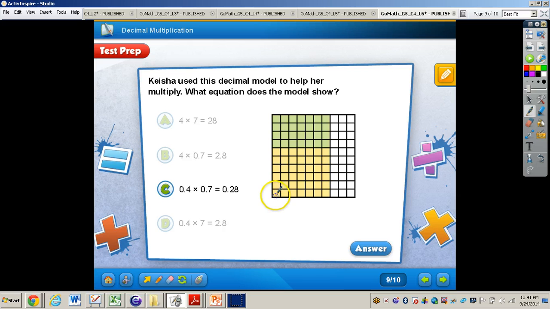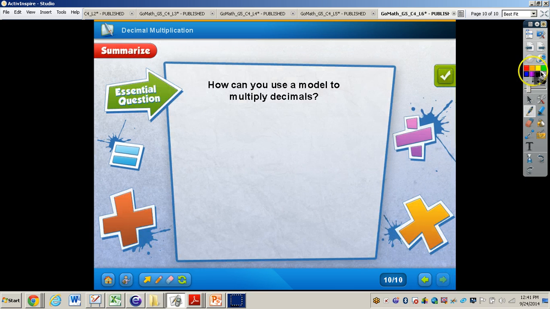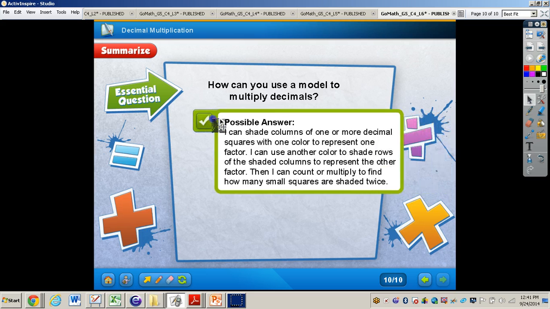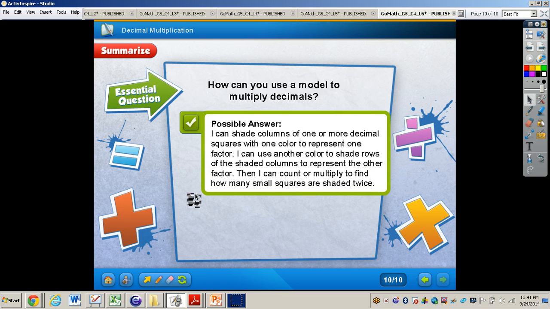How do we know that? We have 7 columns shaded in, representing 7/10, and of those columns that are shaded in, 4 of the rows are shaded in, representing our 4/10, and then there are a total of 28 green squares that are shaded in, representing 28 hundredths. Now, wrapping up the video, let's take a look at that focus question, or the essential question. How can you use a model to multiply decimals?